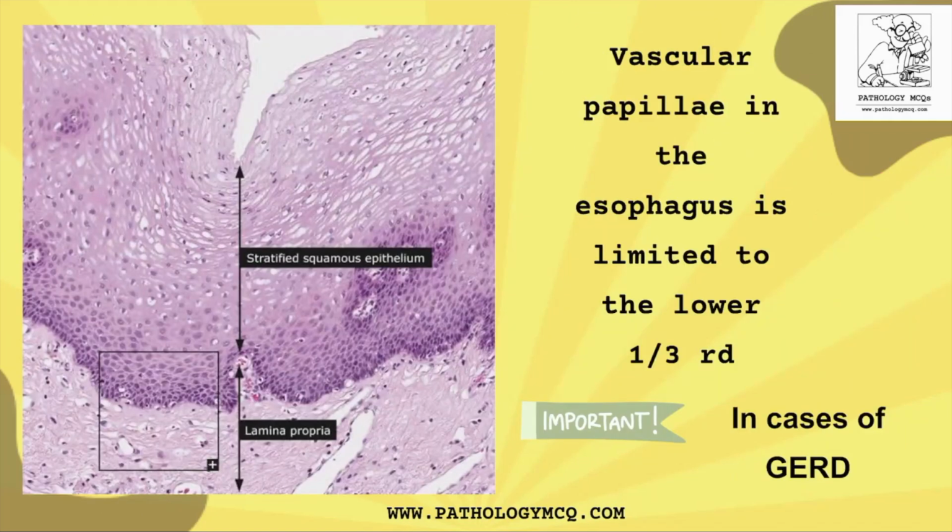This is the epithelium of the esophagus, a stratified squamous epithelium. Normally, the vascular papillae, as you can see here, is restricted to the lower 1/3 of the esophagus. However, when it extends to more than 50% of the epithelium, cases of gastroesophageal reflux disease should be considered.